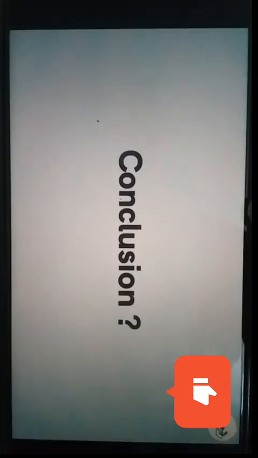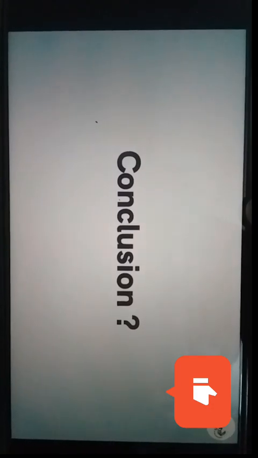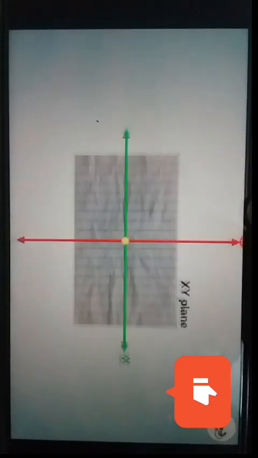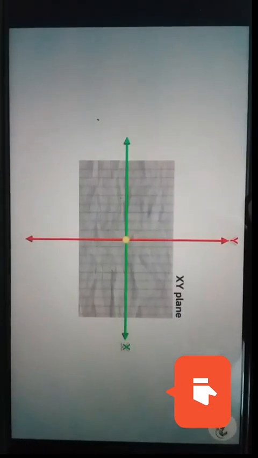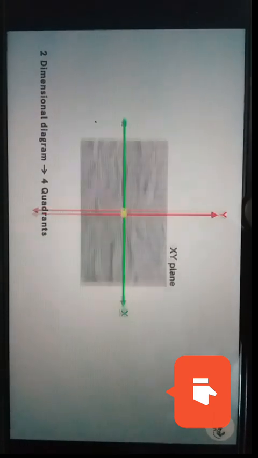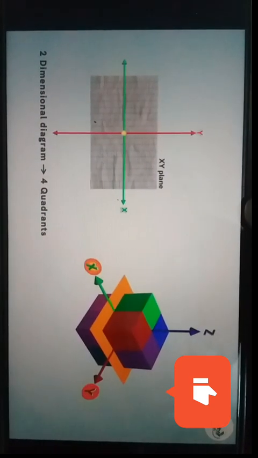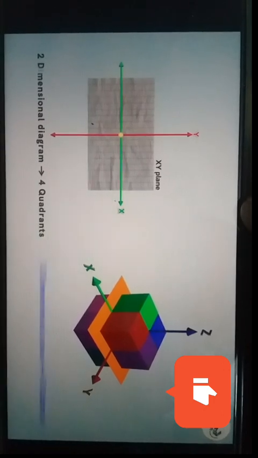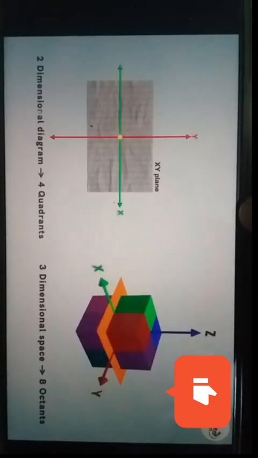So what is the conclusion from this lesson? Our conclusion is that the XY axis divide the XY plane into 4 quadrants, while the X, Y, Z axis divide the 3-dimensional space into 8 octants.